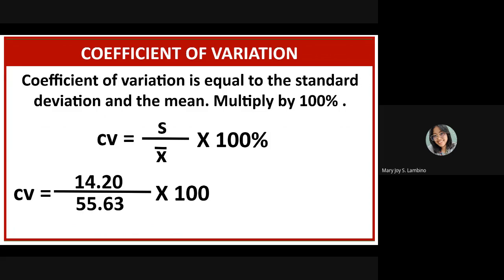So our standard deviation is 14.20 and our mean is 55.63. Multiply by 100, we get the coefficient of variation of 25.53%. That's all, and thank you.